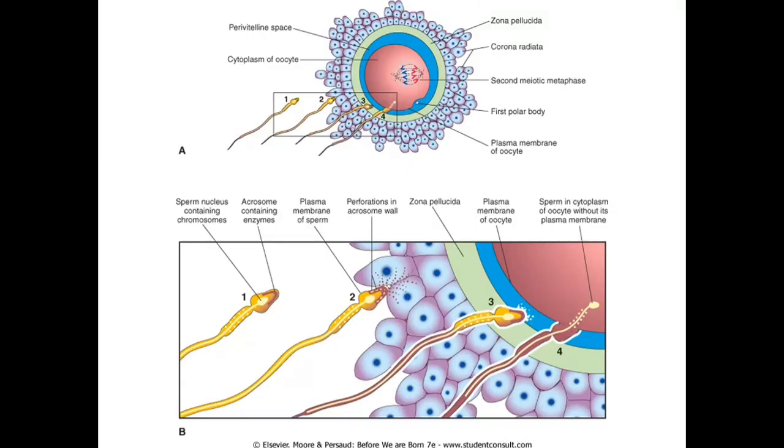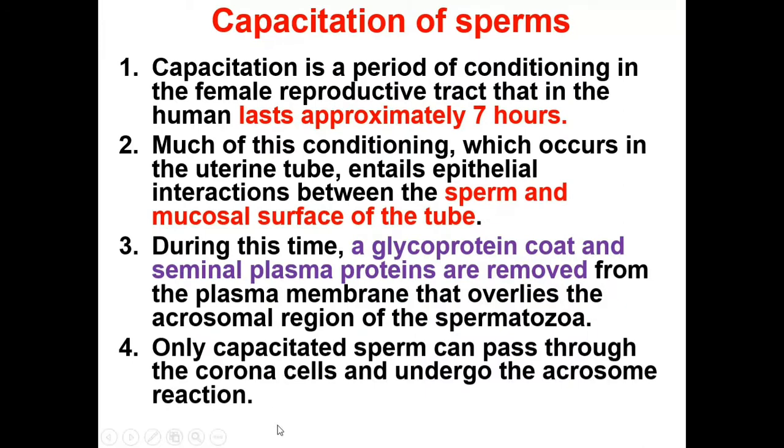So you know the definition of capacitation, which is important from the point of view of examination. During this time, a glycoprotein coat and the seminal plasma proteins are removed from the plasma membrane that overlies the acrosomal region of the spermatozoa. This is the definition for capacitation. So capacitation is a period of conditioning in the female reproductive tract.